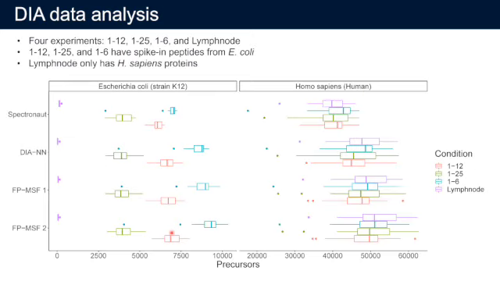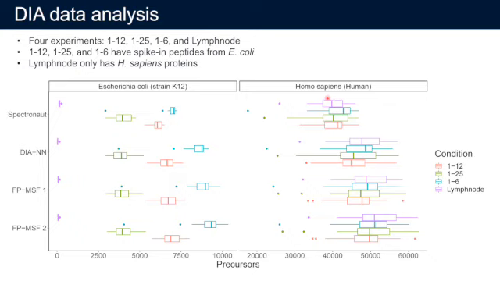And then here is a preliminary result of the DIA data analysis with MSFragger and FragPipe. We use Spectronaut and DIA-NN standalone as benchmarks. There are 4 experiments in this data set. The lymph node experiment only has human peptides, and the other 3 experiments have a mixture of human and E. coli peptides.